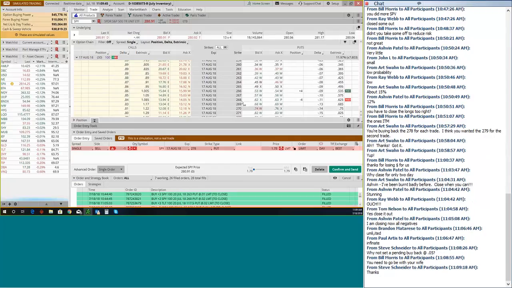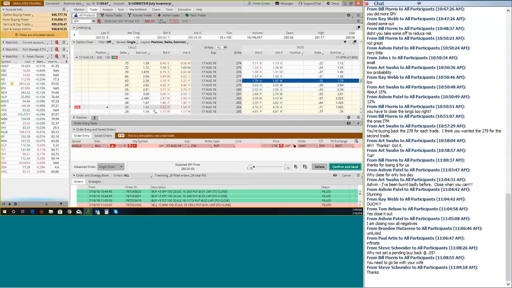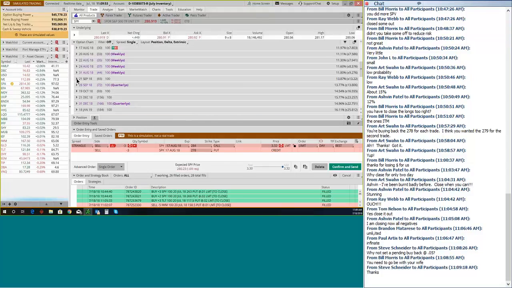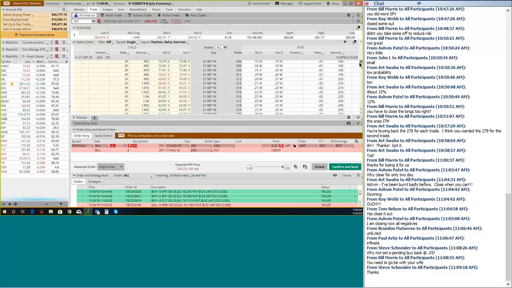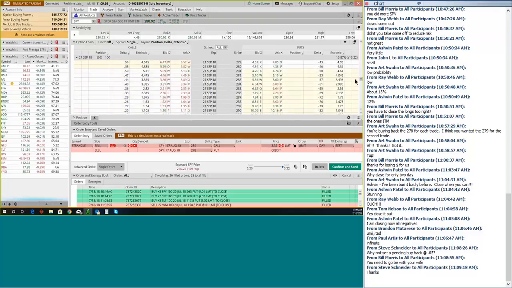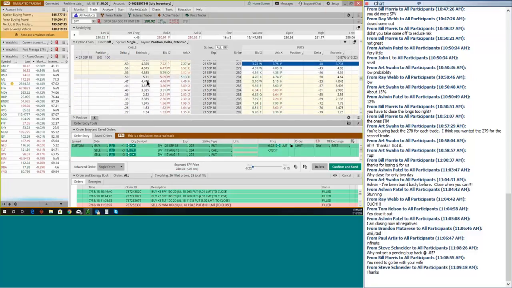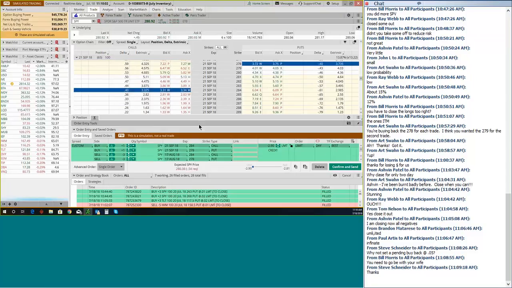Let's sell the 278 and sell the 284, and we'll do a few of these contracts, and then we'll come out to September, and we will buy the 278, and we will buy the 284. So this is a double calendar, right? Double calendar, double diagonal is what they call it here.